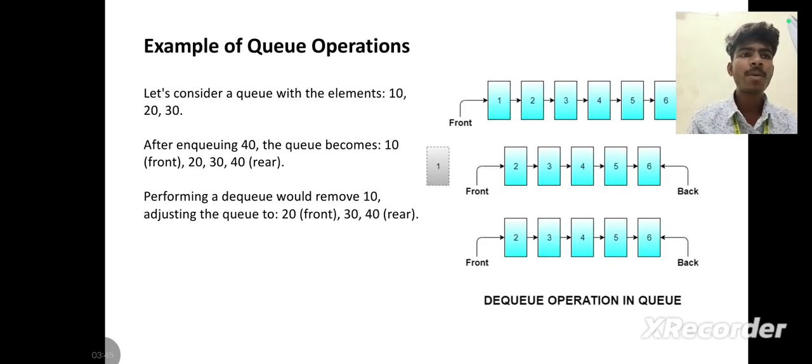Example of queue operation. Let's consider a queue with the elements 10, 20, 30. After enqueue 40, the queue becomes 10, 20, 30, 40. Performing a dequeue would remove 10, adjusting the queue to 20, 30, 40.